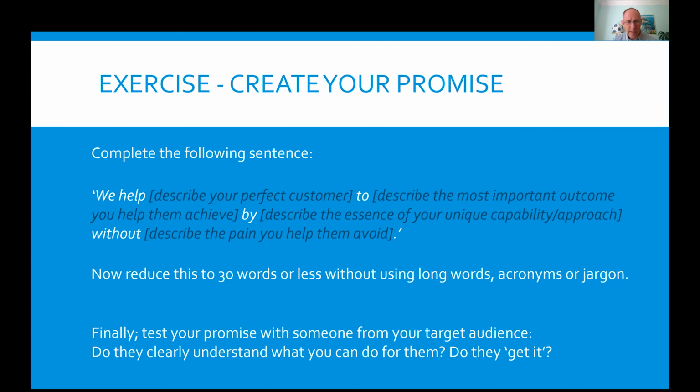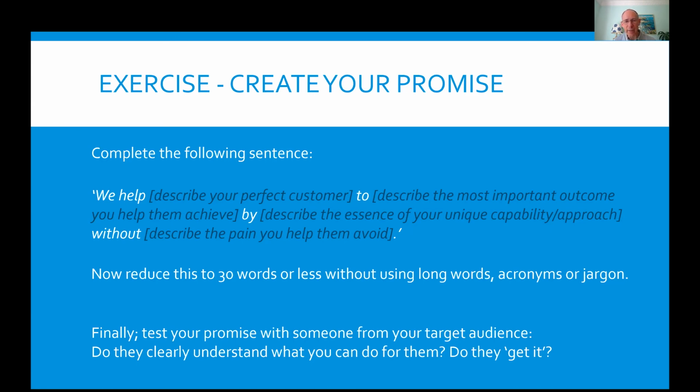Basically it says, we help, and then you describe your perfect customer, to, and then you describe the most important outcome you help them achieve. Then you say by, and you describe the essence of what makes you unique in terms of how you get that outcome for them. And then without, and you highlight the pain you help them avoid. You can play around with that structure, but it's a useful one to start with, to really distill down the essence of your customer promise.